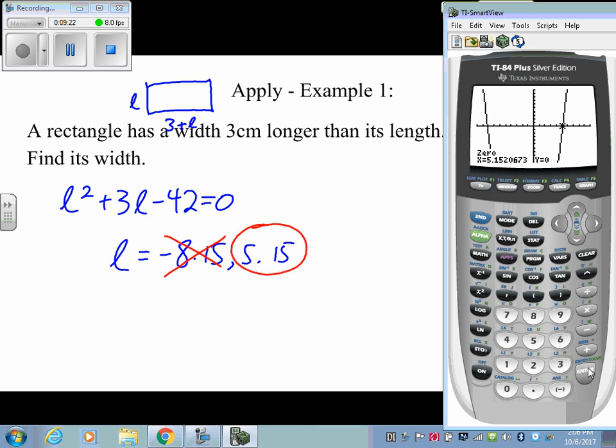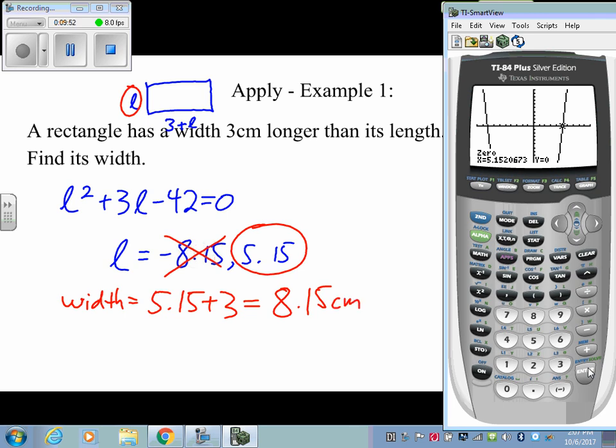Now, can I put a label on it? Well, it's width. And actually, I just found L, which is length. So in order to actually find the width, I would need to add onto this. And so I would take the 5.15 and then add on 3 more centimeters, resulting in a width of approximately 8.15 centimeters. And that actually answers the question.